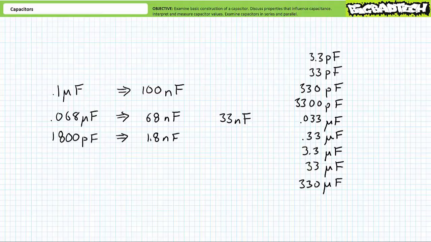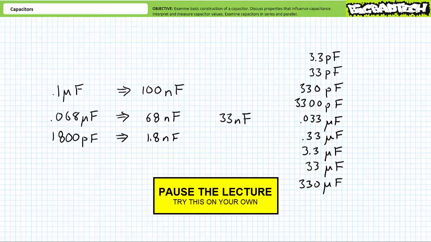However, you're presented with the following available options: 3.3 picofarads, 33 picofarads, 330 picofarads, 3,300 picofarads, 0.033 microfarads, 0.33 microfarads, 3.3 microfarads, 33 microfarads, and 330 microfarads. Which is the correct capacitor? By all means, pause the lecture and try this on your own. If you're tracking, you should have arrived at the following conclusion.